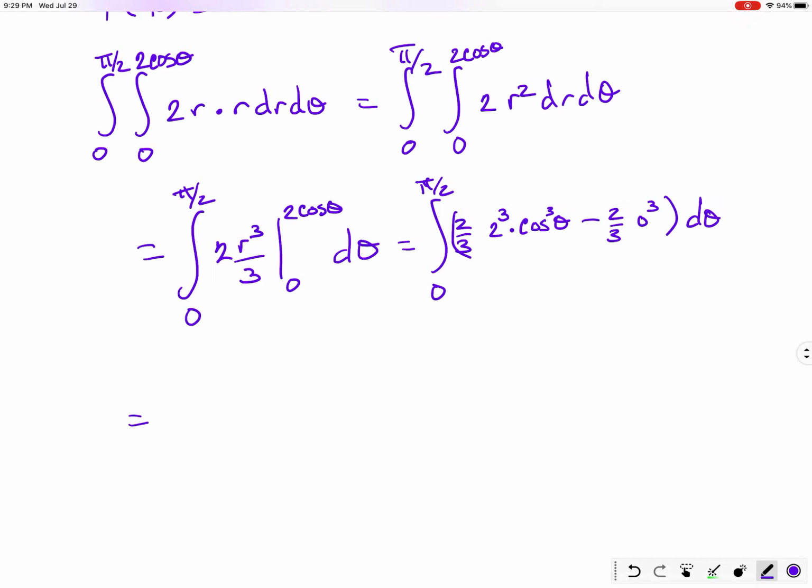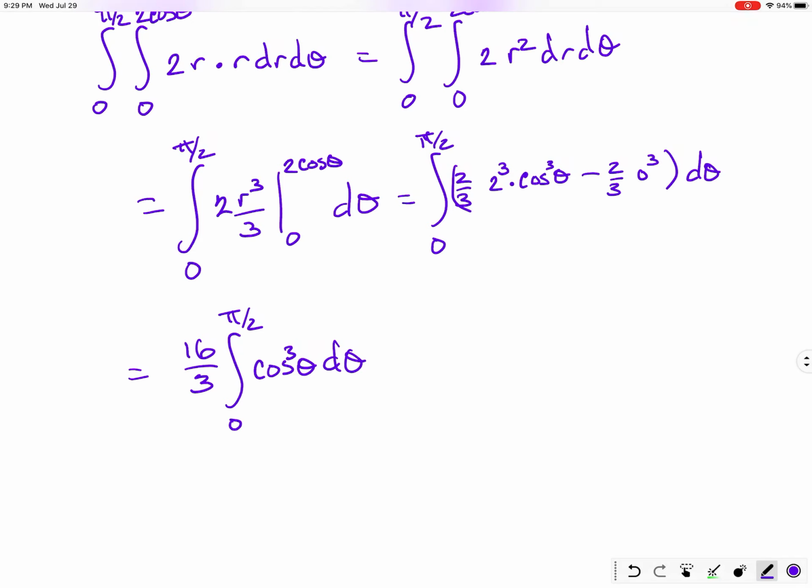So this is equal to 2 to the third is 8, and 8 times 2 is 16, so this would be 16 over 3, and then the integral from 0 to pi over 2 of cosine cubed of theta d theta. And that is a Calc 2 integral that I will let you solve.